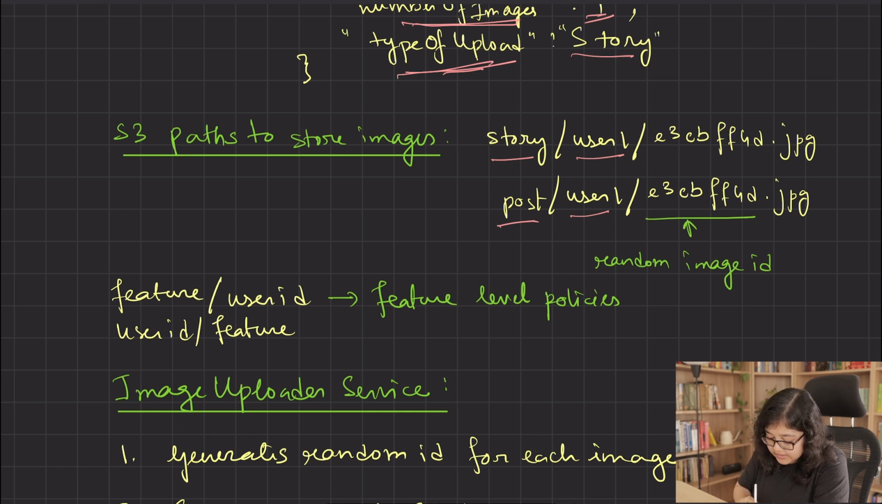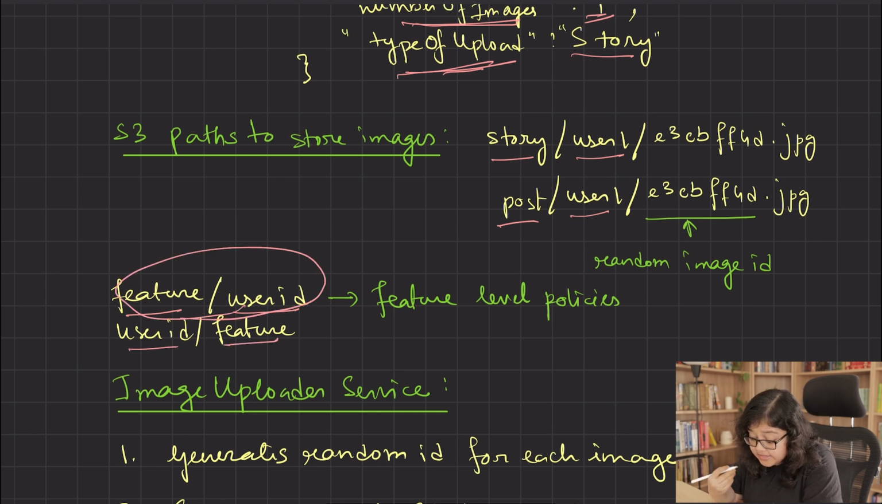Here we are using feature/user ID as the storage path instead of user ID/feature, because if we follow this standard, then it will be easier for us to apply any feature level policies. Let's say, for example, if we want to delete images of stories after 24 hours, then we can easily apply that policy at this level.